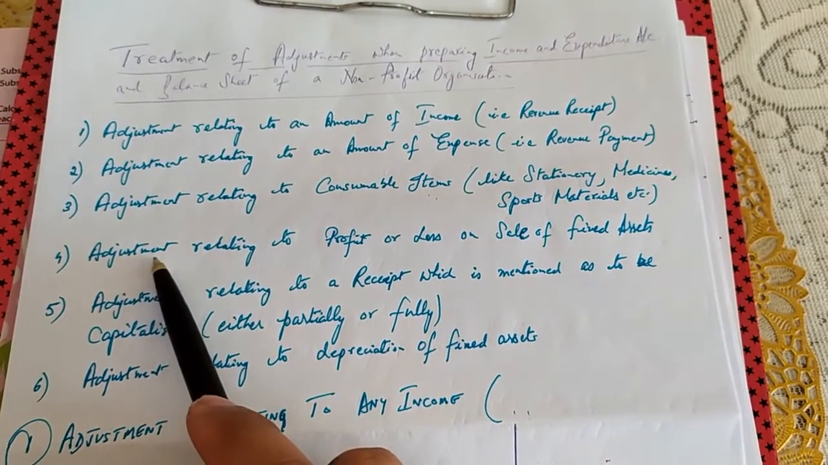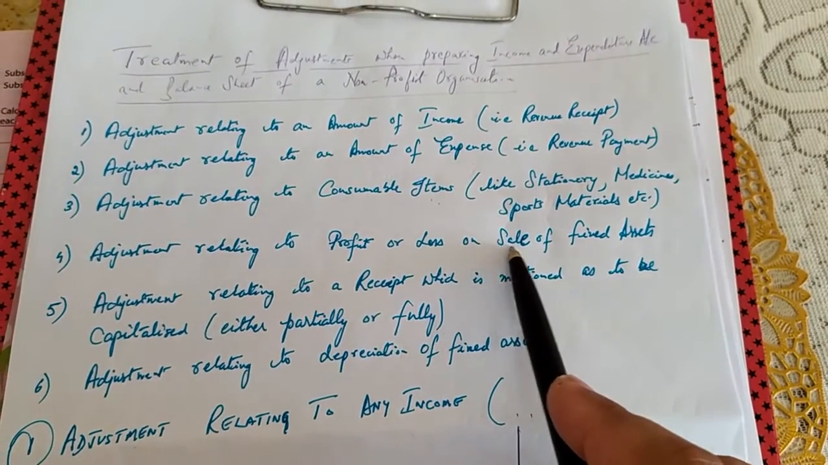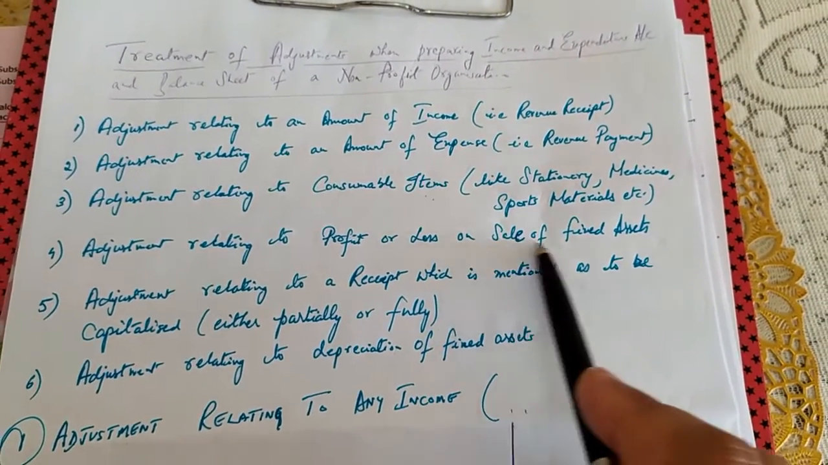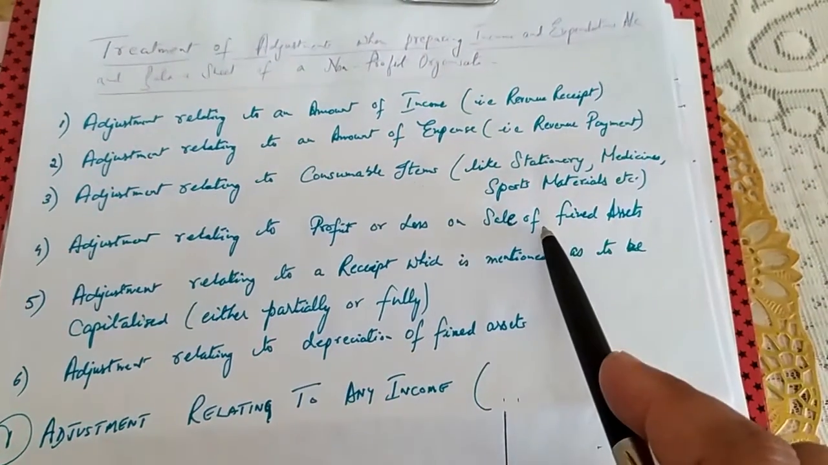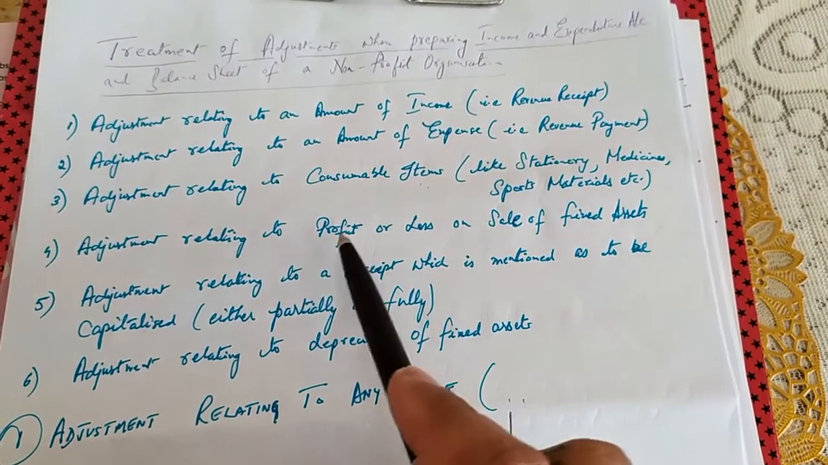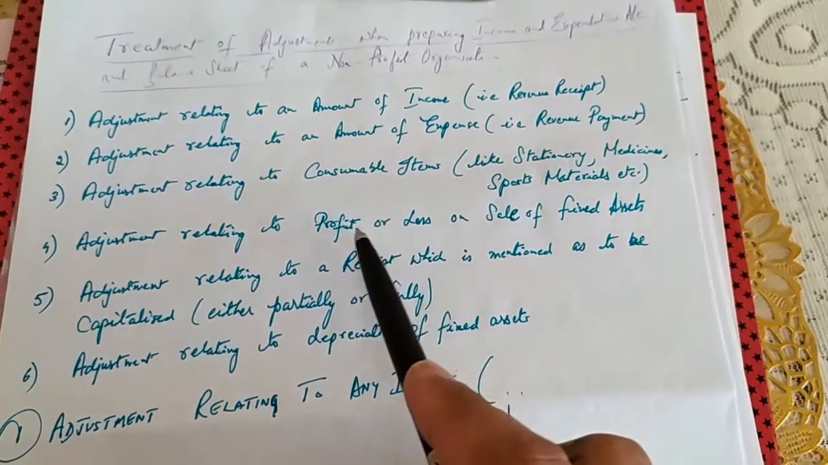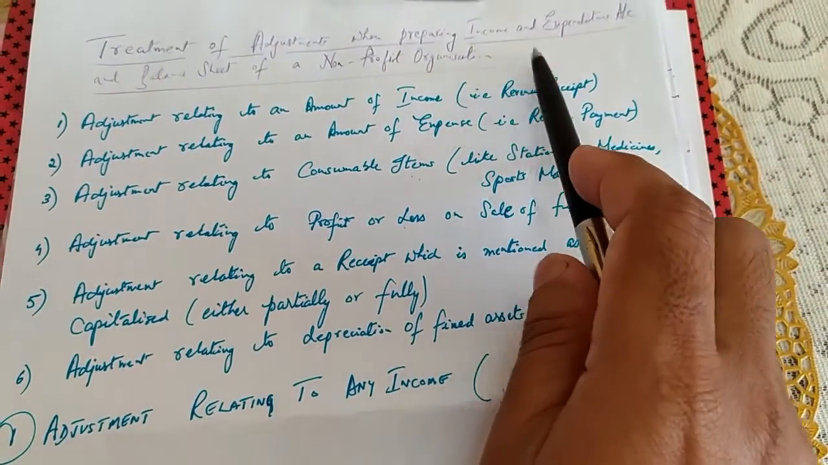Another adjustment is relating to profit or loss on sale of fixed assets. So when a sale of fixed assets takes place, the sale may not be recorded in the income and expenditure account, but out of this sale, whatever profit or loss is there, that amount of profit or loss has to be recorded when preparing the income and expenditure account.